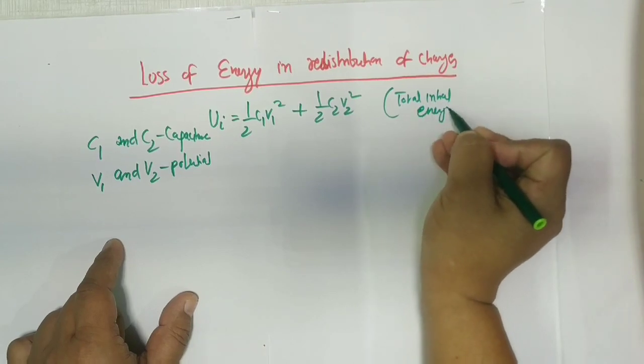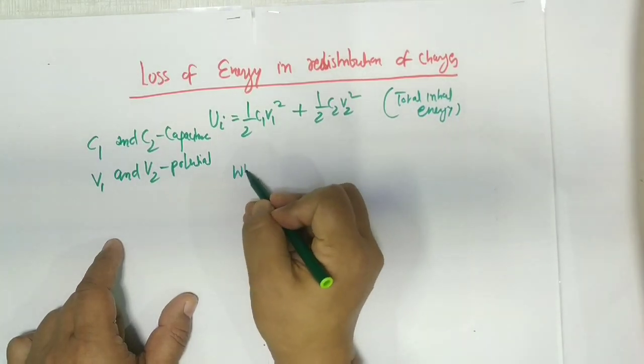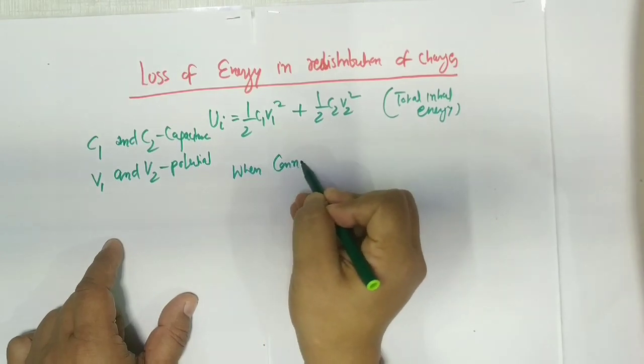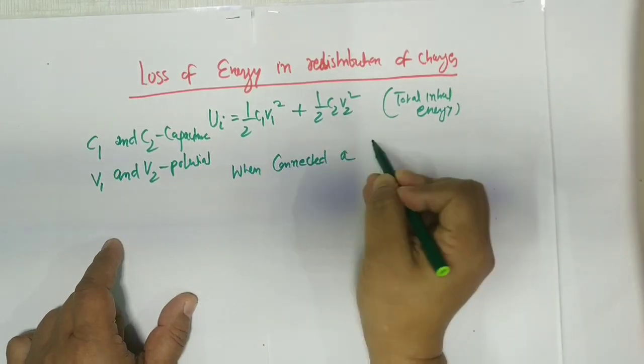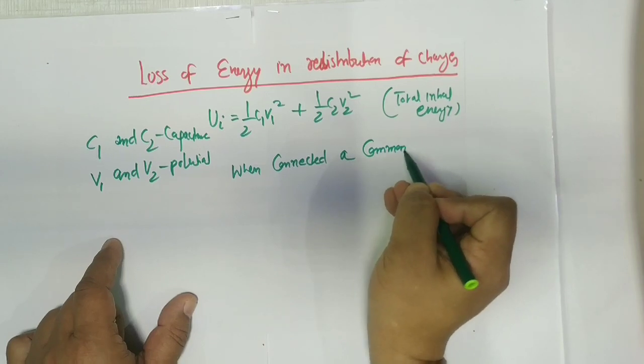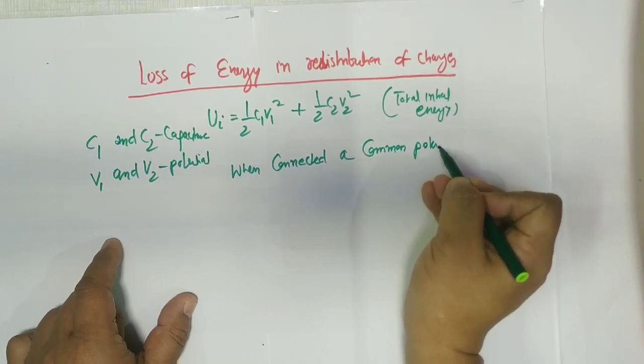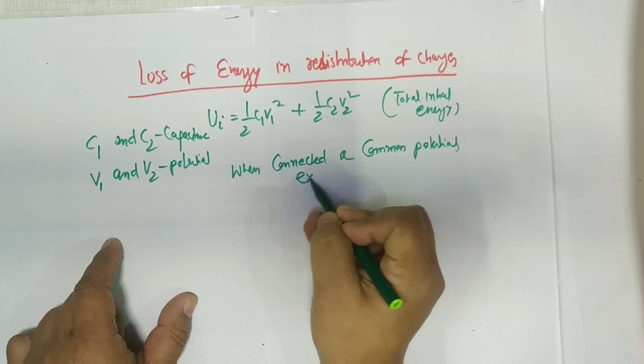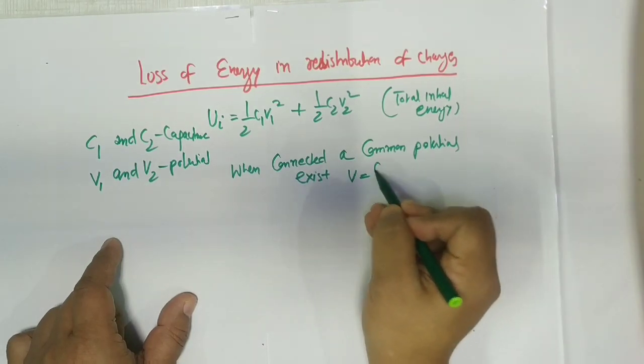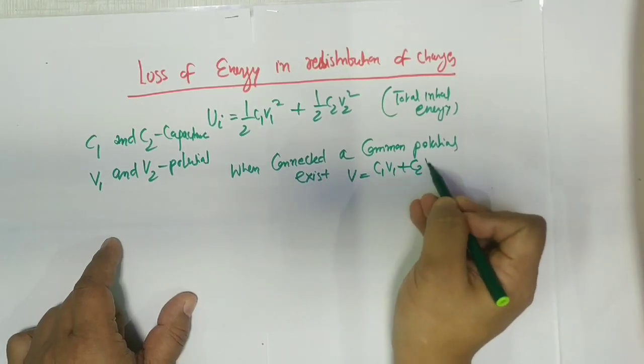Now, when connected, a common potential was there. A common potential exists. What was that? It was V equal to C1 V1 plus C2 V2 upon what?